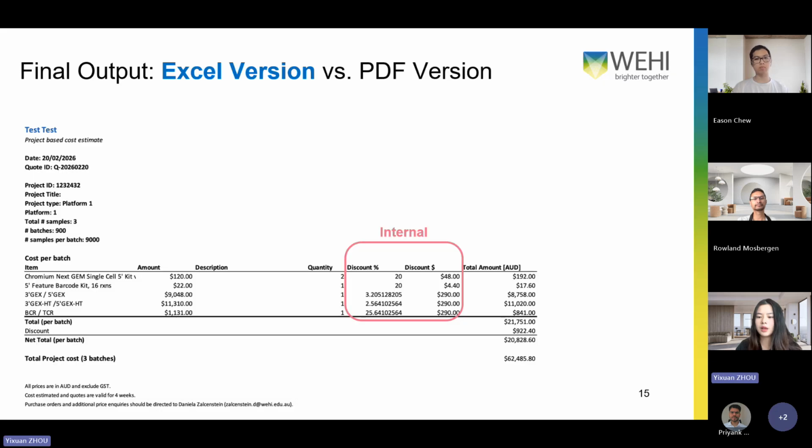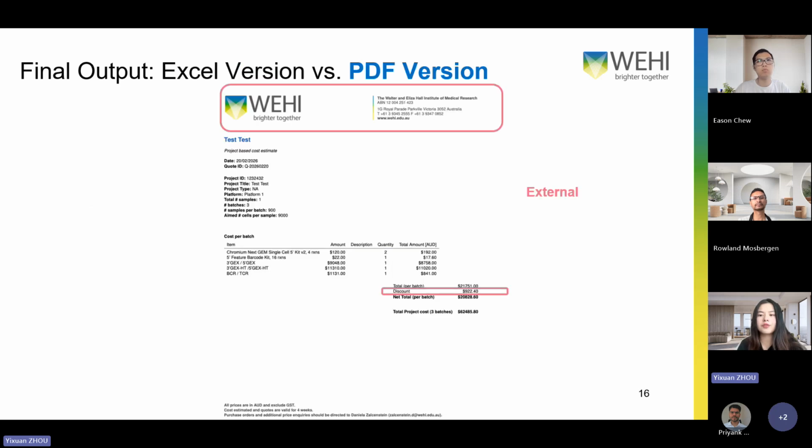As you can see, the Excel version is strictly for internal use. It provides a full breakdown showing the exact discount percentage and amount for every single row. The PDF version is designed to be sent to external clients because it is a formal document. It includes the WeHi logo and its basic information such as address and ABN. We try to keep it clean and professional, so it has the row-by-row discount details, but only shows the final total discount amount. That's all for our demonstration.